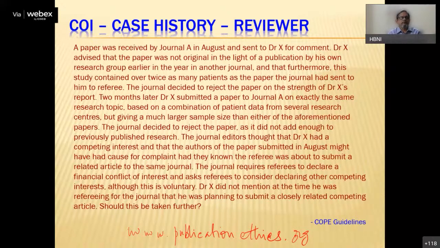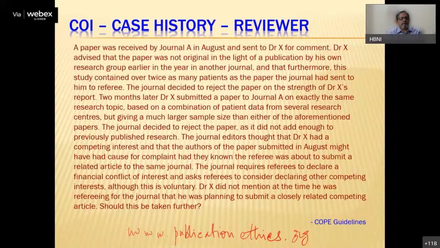So on the basis of this negative review, the journal decided to reject the paper on the strength of this Dr. X's report. But what happens later? Two months later, Dr. X submitted a paper to the same journal A on exactly the same research topic, based on a combination of patient data from several research centers, but giving a much larger sample size than either of the aforementioned.